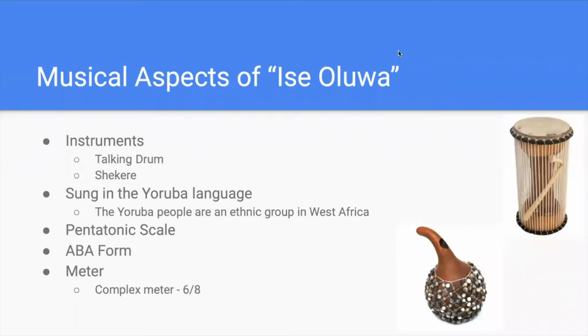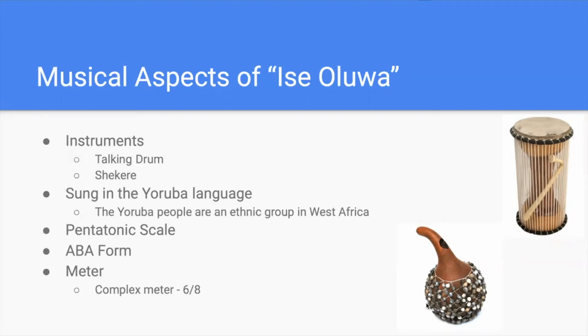So here are the musical aspects of Iseolua. First, we have the talking drum. You can see that there is a lot more percussion used in this song compared to the other one. A talking drum is a tall drum and it has tight strings all around it. And then there's the shekere, which is just like a shaker.